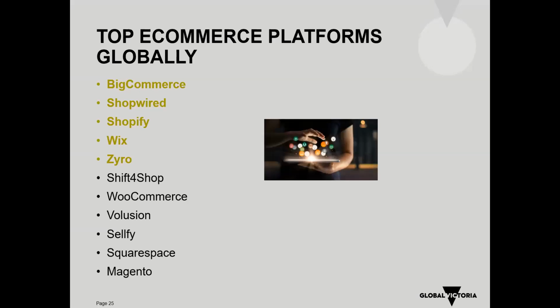So the top e-commerce platforms globally, and this is currently based on the number of users. This changes all the time. The top 5 or so tend to remain fairly consistent. They might move up and down a little bit within the rankings. And again, some of the rankings vary because they use different metrics. But if we look at users, this is how they sit today. It's BigCommerce, Shopwide, Shopify, Wix, and Xyro, followed by Shift4Shop, WooCommerce, Volusion, Sellfy, Squarespace, and Magento.